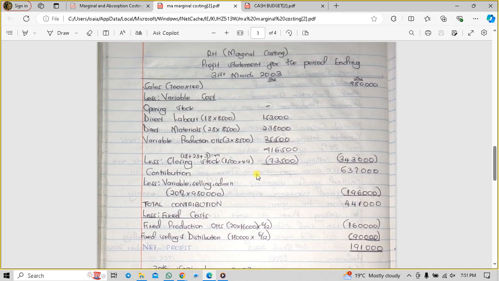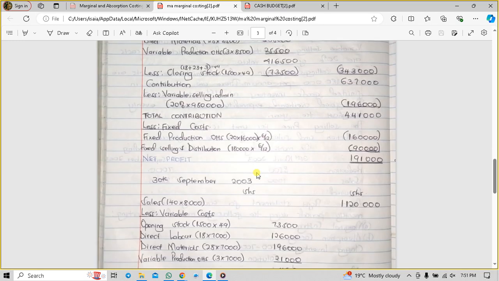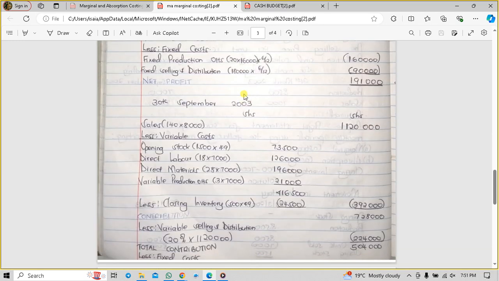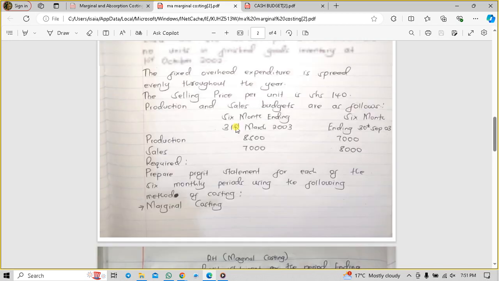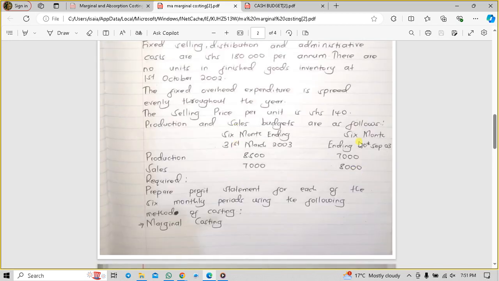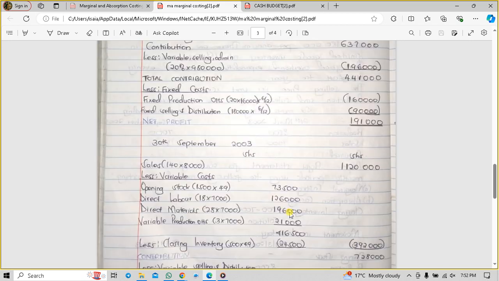So we can proceed to marginal cost for the second part, which is the next 6 months. So we still do the same. Here I've not written the heading, but it's good that you write the heading. So we are going to start with the sales. Sales in this case, we have said that we are going to use 8,000. So this is the next 6 months. So the sales is 8,000, but the selling price per unit does not change. It is 140. So we are going to say 8,000 times 140. This one, 140 times 8,000, you will have this.